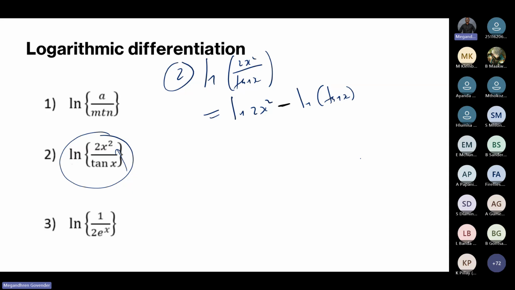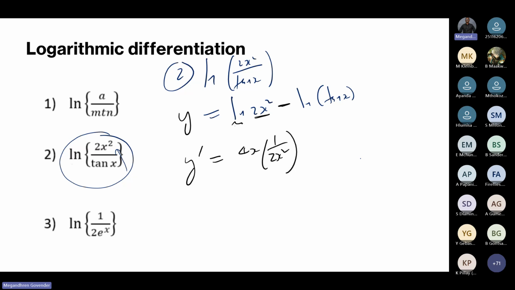Now, here's the beauty of this thing over here. If I now had to ask you to differentiate this function, what is the derivative of this thing? So if this was just y, what is y prime equal to? Well, I'll differentiate the inner function. What is d/dx of 2x squared? 4x. It's 4x, right? What is d/dx of ln of something? It's 1 over that something, which is 2x squared.